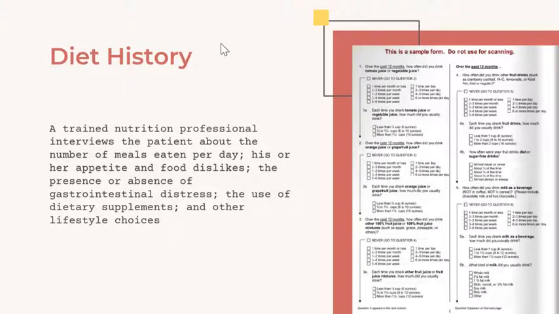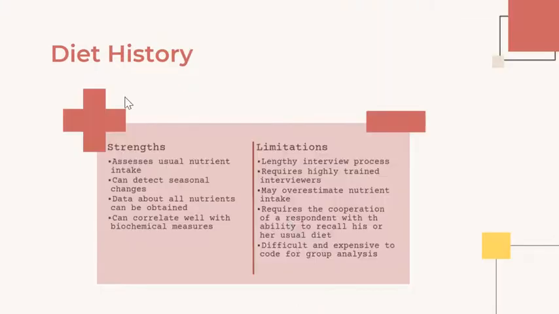So try to remember that the diet history is the most accurate and complete. Now let's see the strengths and limitations. The strengths of this one are that it assesses usual nutrient intake, it can detect seasonal changes, data about all nutrients can be obtained, and it can correlate well with biochemical measures.